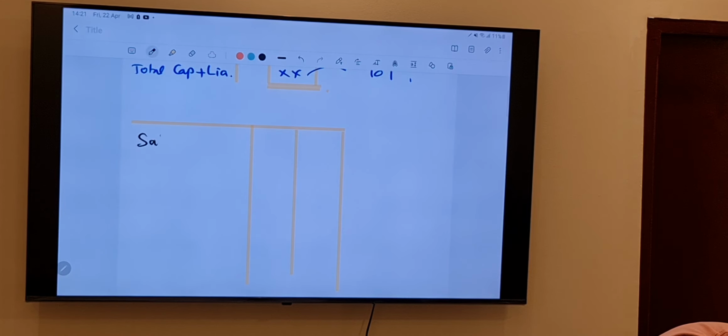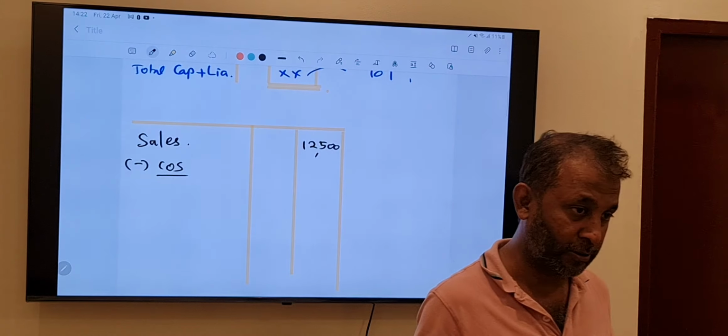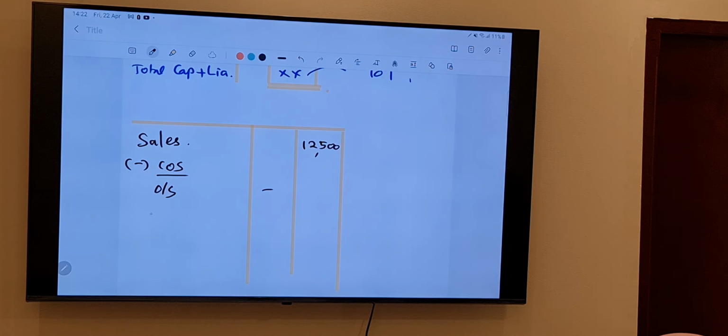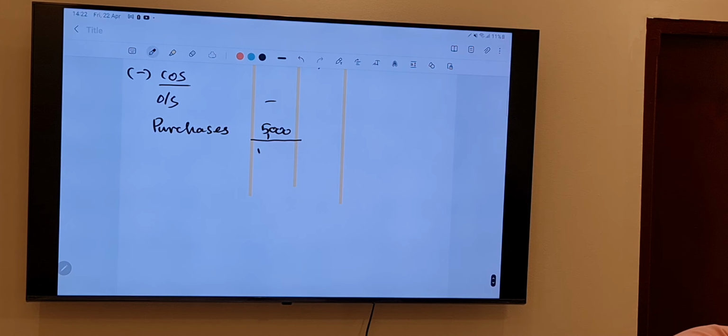How much is sales? 12,500. Very good. Minus cost of sales. In this business, do we have any opening stock? No. So opening stock is zero. Purchases? 5,000. So I can take the total of these two, so 5,000. Do I have closing stock?